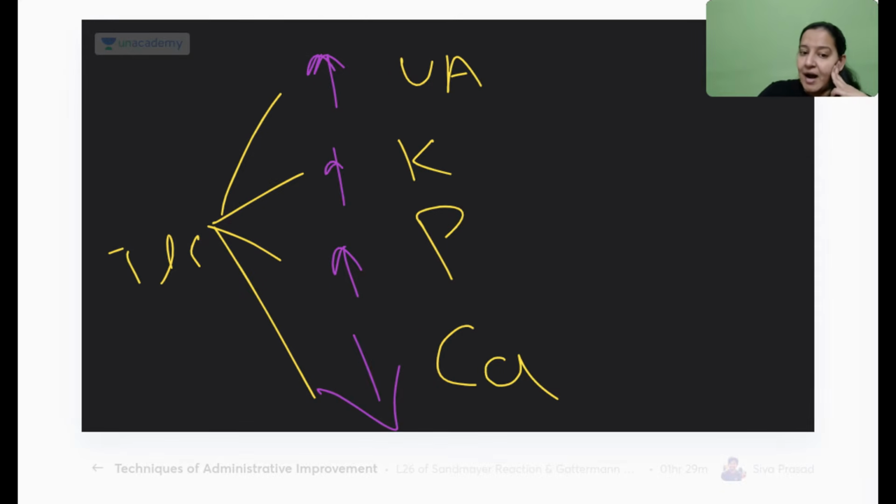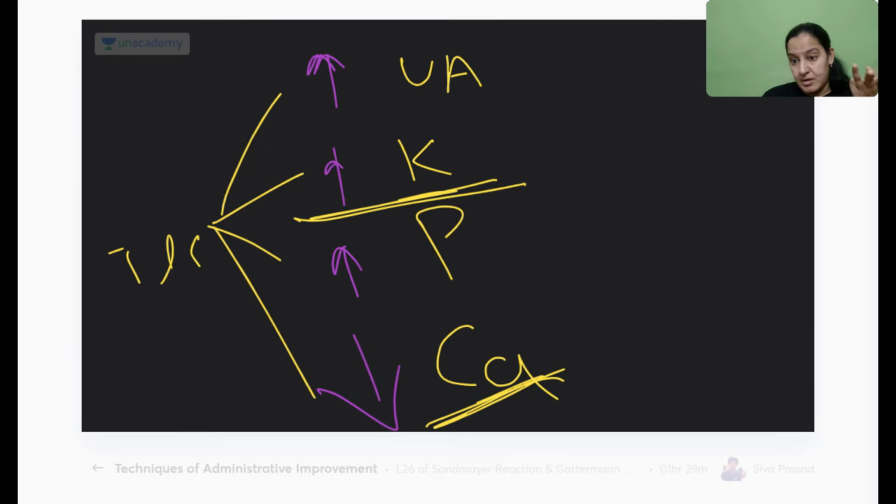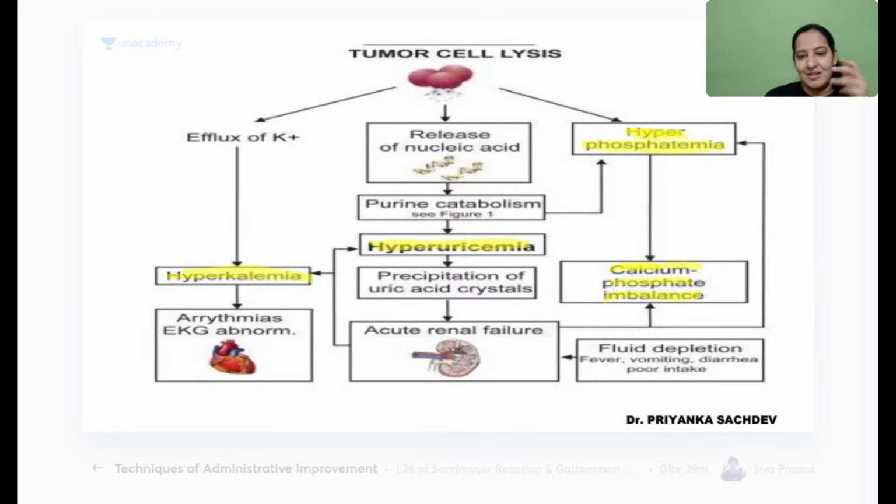So hypocalcemia. Calemia, calcemia. Don't get confused. Calemia means potassium. Calcemia means calcium. Done. So these are the reasons. The same flowchart. So done with tumor lysis syndrome. I guess everyone understood it. Done or not?